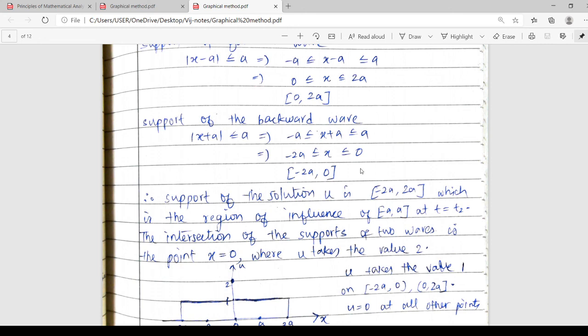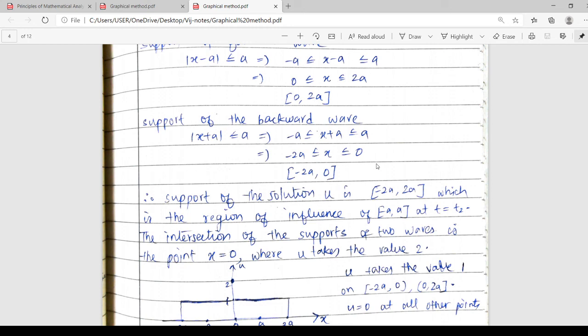Now u, the solution u is sum of forward wave and backward wave. So its support will be the union of these two closed intervals 0 to 2a and minus 2a to 0. So its union is closed interval minus 2a to 2a. This is also the region of influence. Now the point at which these two supports intersect, we see that the only point where these two closed intervals intersect is the point x equal to 0.